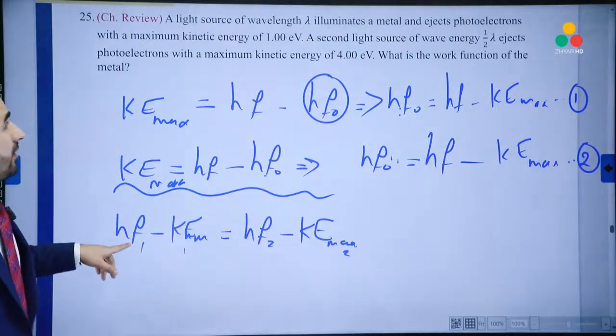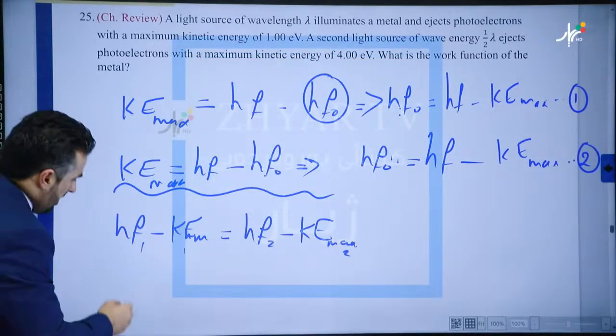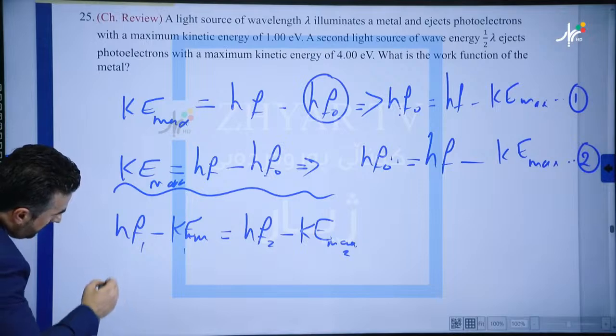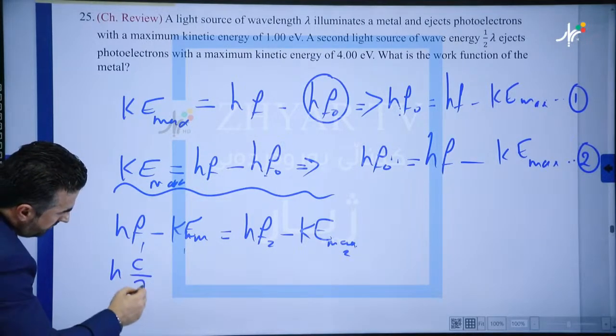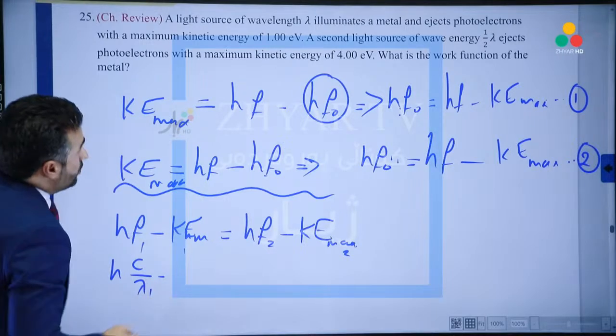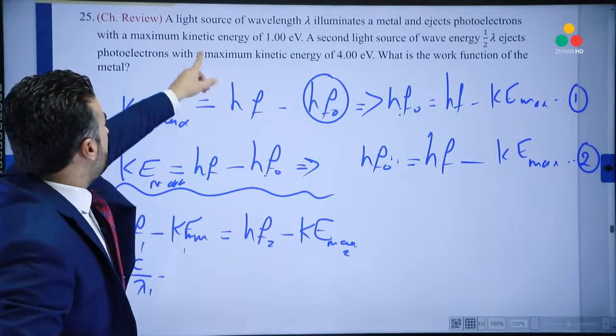But as you can tell here, I don't have the frequency, but instead I'll have the wavelength, yeah? So we'll say h times, what is the frequency equal to? Speed of light divided by what? Divide by the wavelength, and then minus the kinetic energy for the first one, yeah?